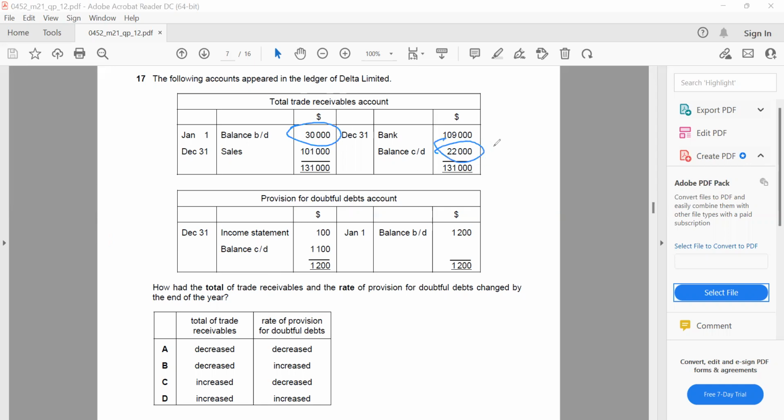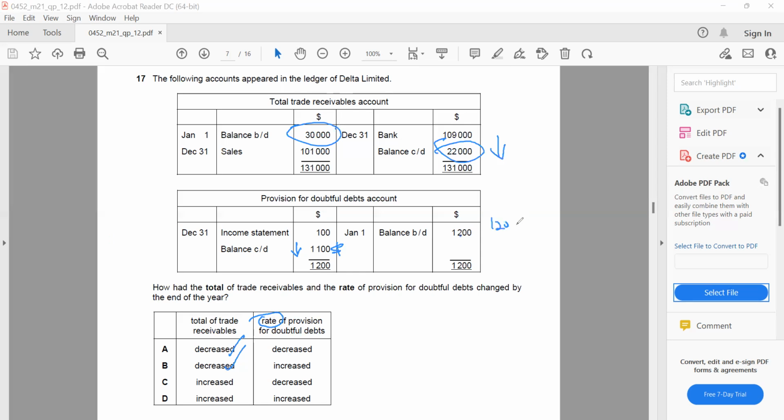22,000. That means this is a decrease. Okay, decrease, decrease. Next, this amount is more than the beginning of the year, so this one also decreases. Okay, now the question, be careful. This is the amount. Amount means dollar. Dollar is a decrease, but they're talking about the rate. How do we calculate the rate? Pick this and this one.